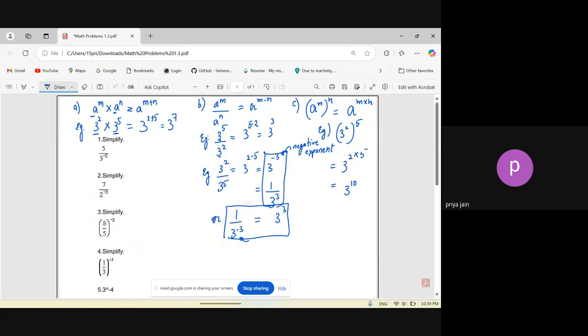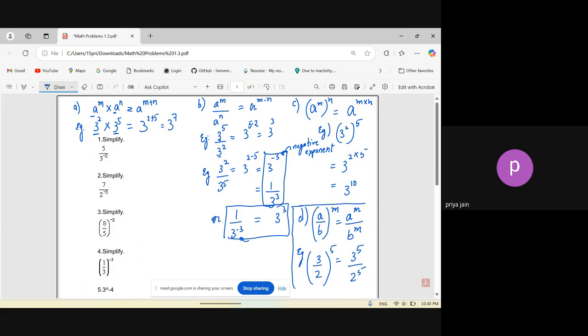We have a last one, let me write it down here. So D. Let's say you have a over b, whole power n. That would be a to the power n over b to the power n. If I have 3 over 2, power 5, then I would have 3 power 5 over 2 power 5.